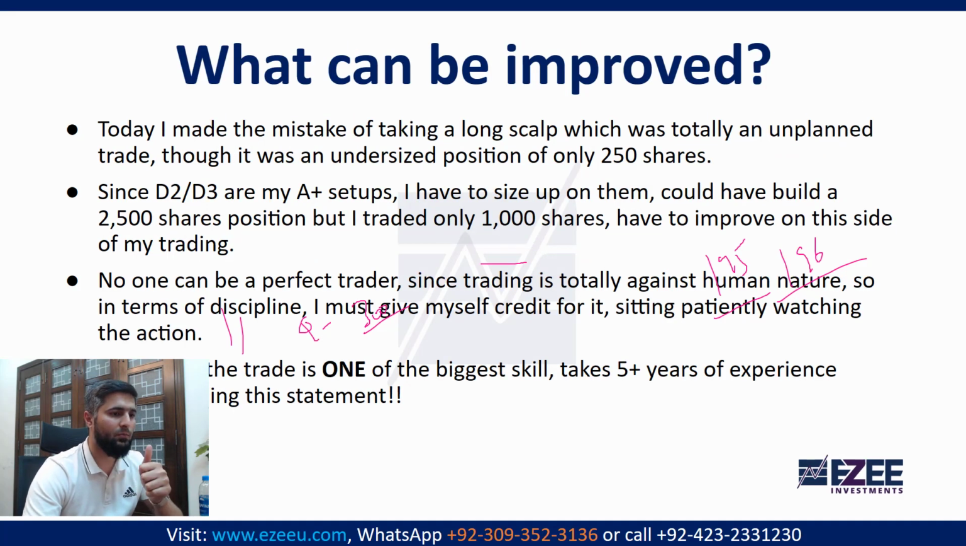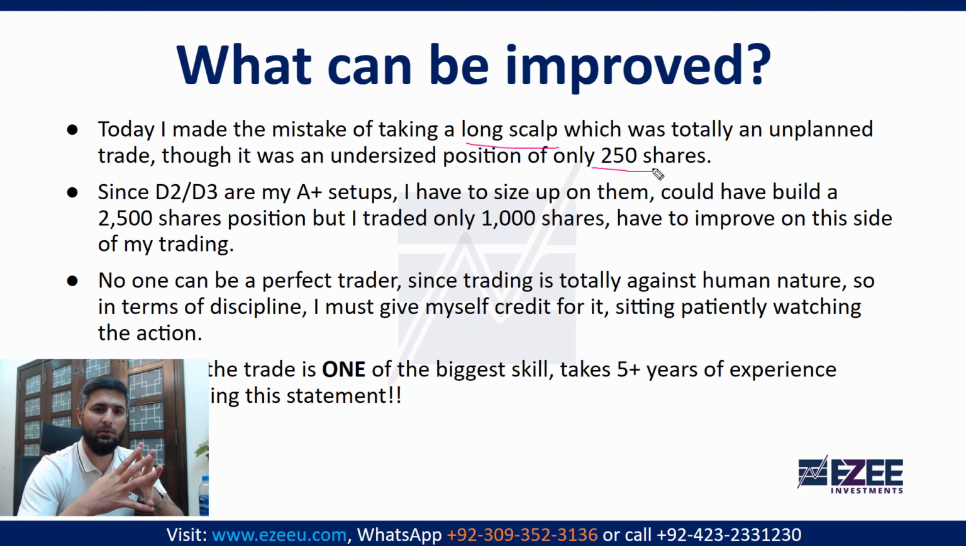So what can we improve? I'm not a perfect trader, guys. I still make lots of mistakes, but as long as you are learning from your mistakes, that's fine. So I took a long scalp, which I shouldn't have because my context was bearish. Despite having a bearish context, I got long. Anyhow, my position was just 250 shares. Learning how much money you are gonna lose when you're wrong and how much money you are gonna make while trading is a really very important part.